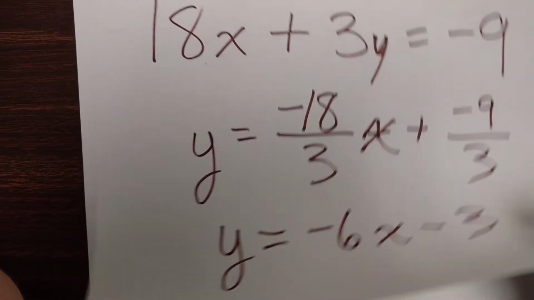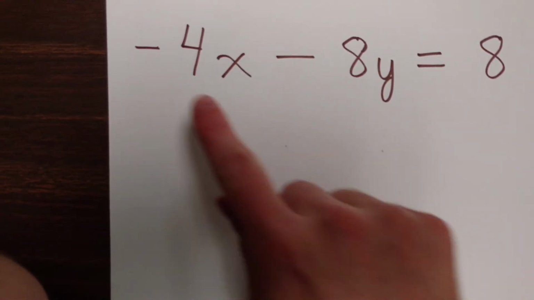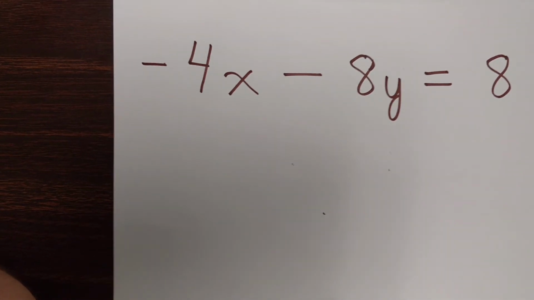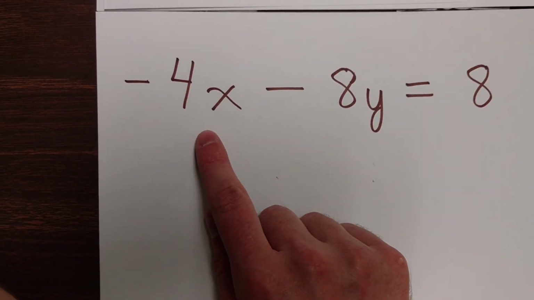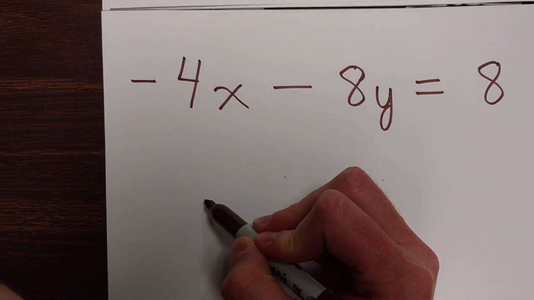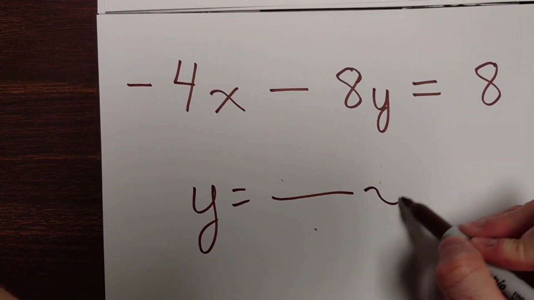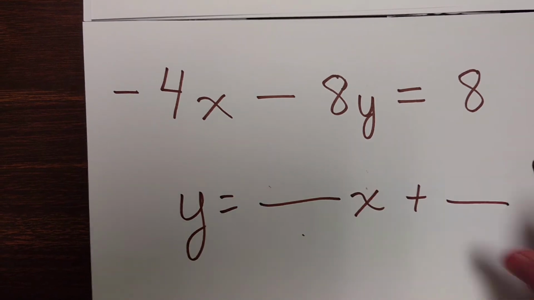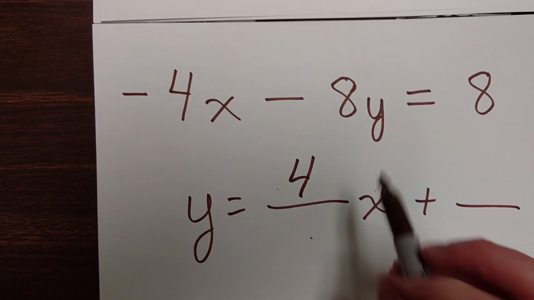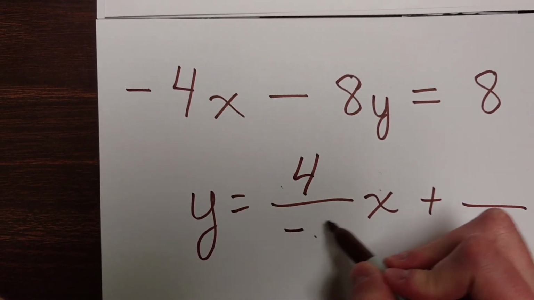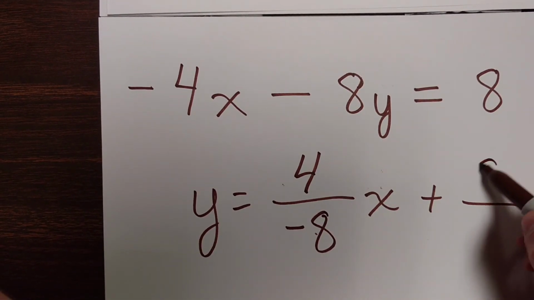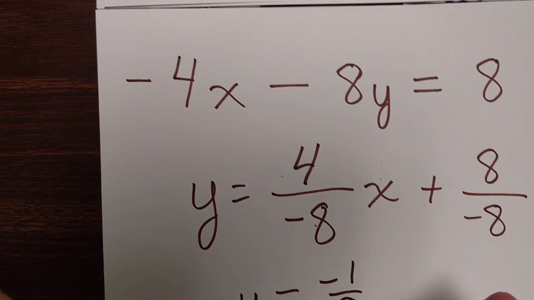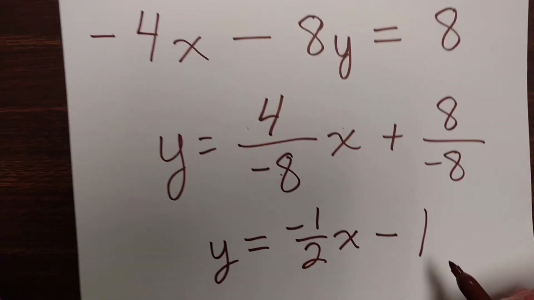Now we're going to look at one last example. In this one, our a value is negative. Now, that really shouldn't happen for standard form, but we can still change this to slope-intercept form using the same rules that we've been doing. So this is going to be the opposite of a, or the opposite of negative 4, which is positive 4. And then I have negative 8. And then over here I have 8 and negative 8 again. Y equals negative a half x minus 1.